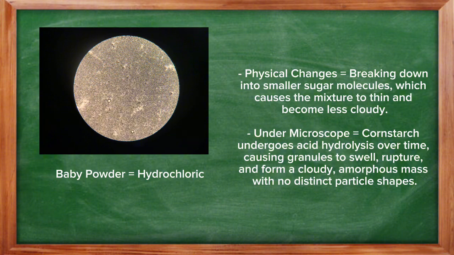Under the microscope, cornstarch undergoes acid hydrolysis over time, causing granules to swell, rupture, or form a cloudy amorphous mass with no distinct particle shapes.